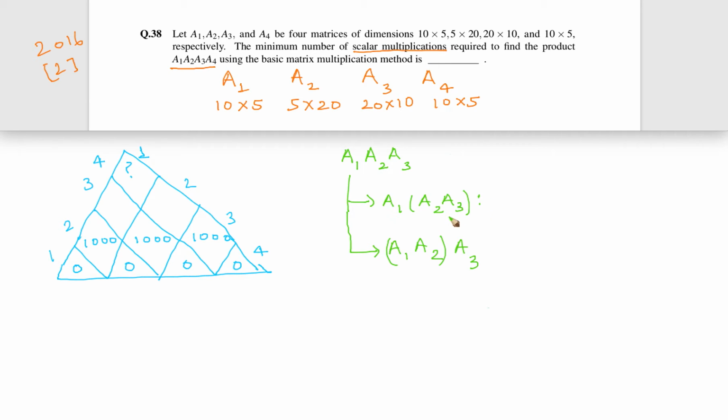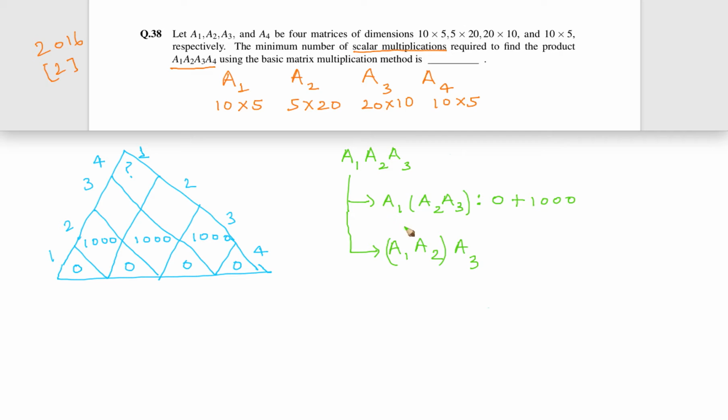Let's talk about this. In a2 a3, this sub problem is already solved. See, m2,3 is 1000. This already gives us the number of scalar multiplications for this, so we don't need to solve this problem again. For a1 alone there is no need, so a1 is basically m1,1, which is 0, and a2 a3 is 1000.